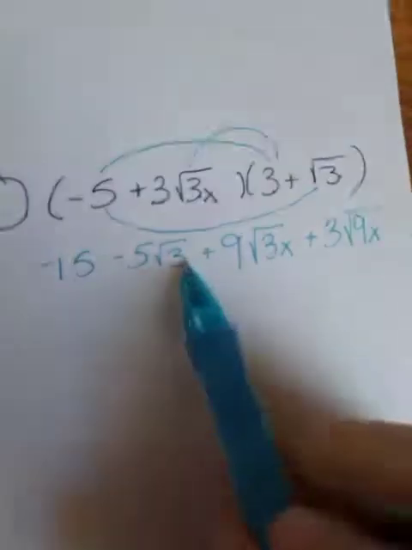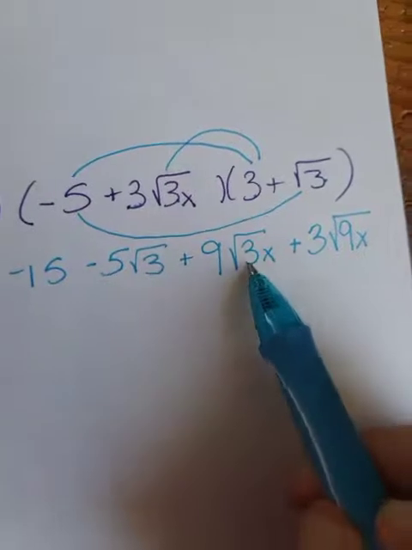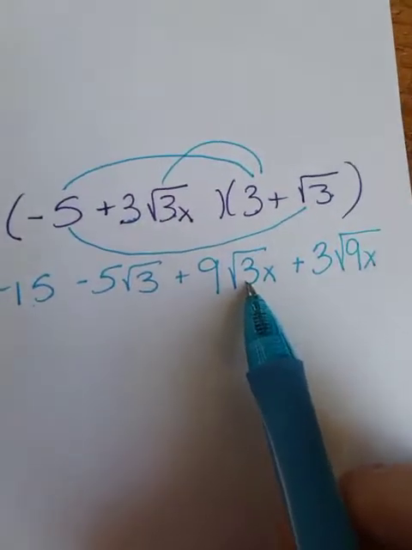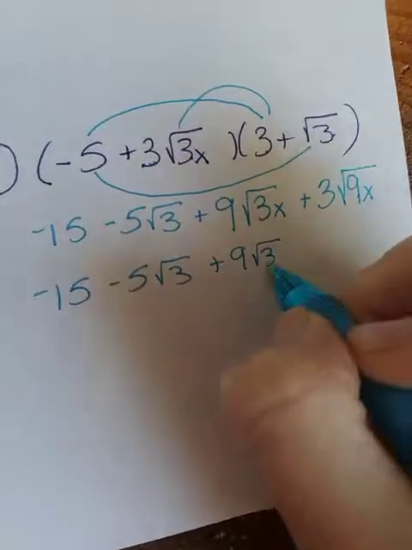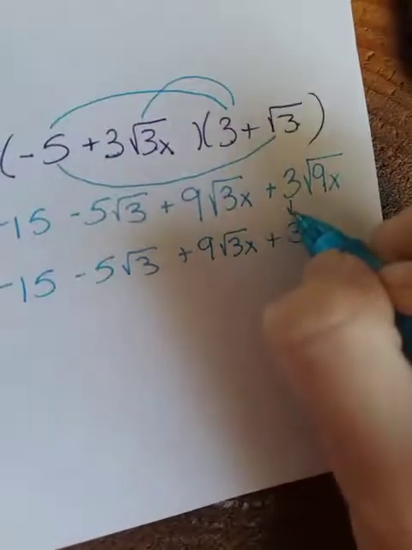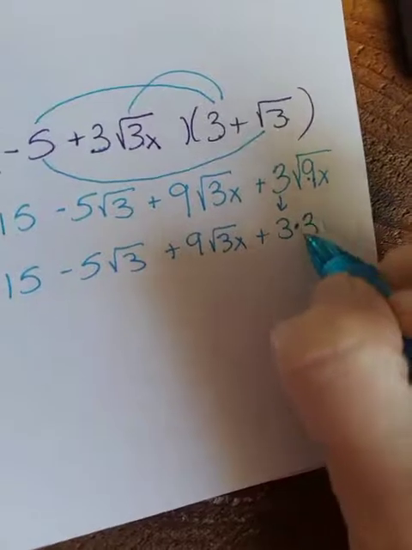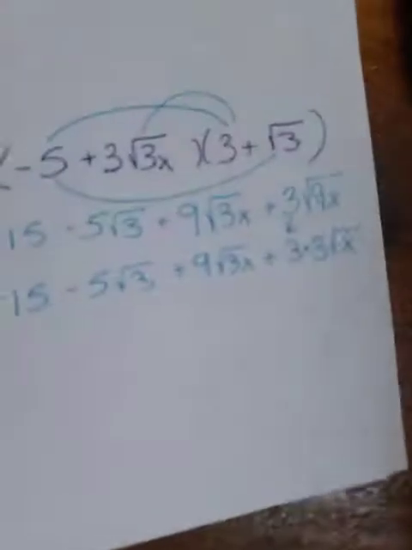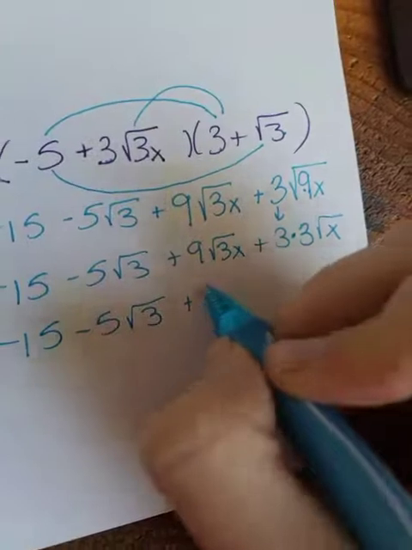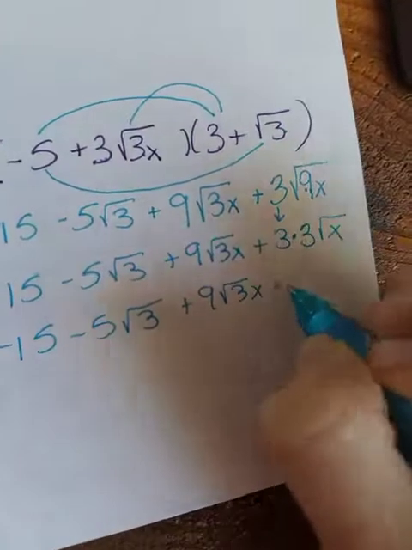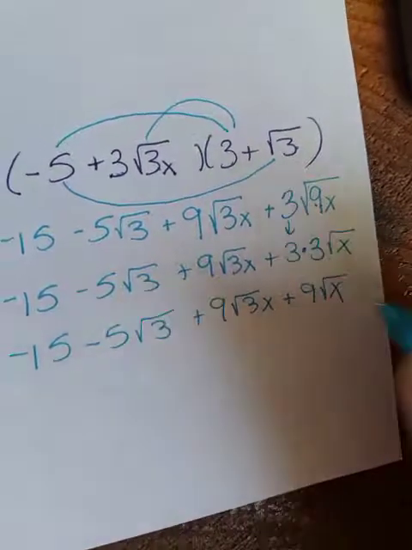Alright, so let's see what we can simplify. Can't do anything with the negative 15. Can't do anything with a root 3. Can't do anything with a 3 under the square root or an x. The only thing we can do something with is the square root of 9. So let's rewrite my line here. So I have this 3. What's the square root of 9? 3. And then root x has to stay. So cleaning this up, it's not pretty. My last term, 3 times 3 is 9, root x.